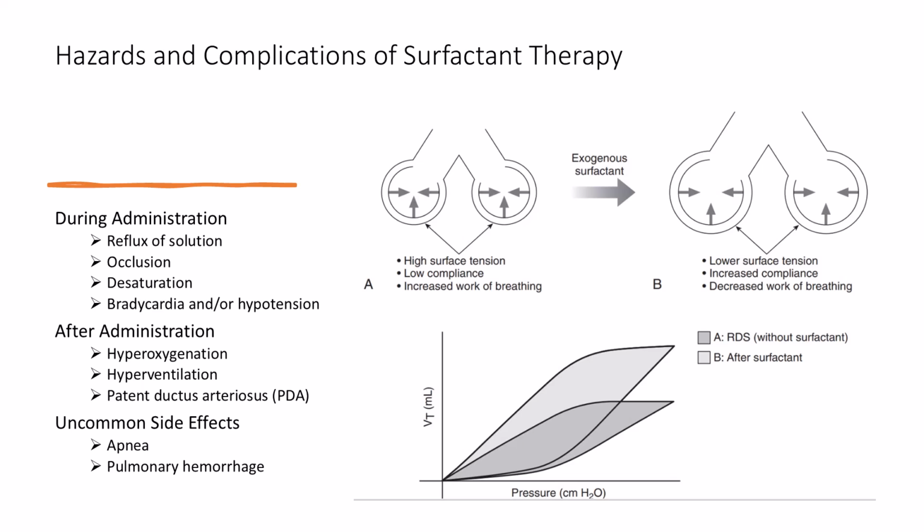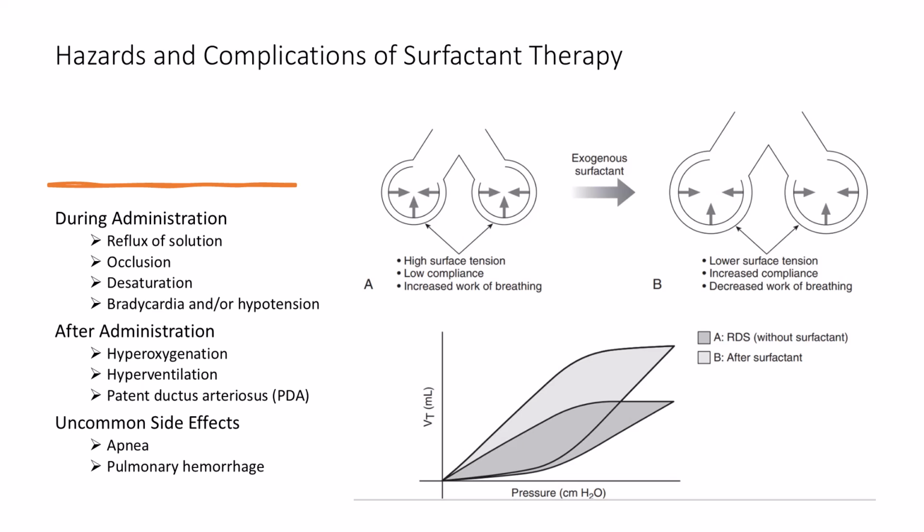Long-term complications may also arise, particularly in extremely premature infants. While surfactant therapy improves short-term outcomes, these infants remain at risk for chronic lung conditions, such as bronchopulmonary dysplasia. Surfactant therapy does not eliminate the risk of bronchopulmonary dysplasia, as the underlying immaturity of the lungs and the need for respiratory support contribute to its development.